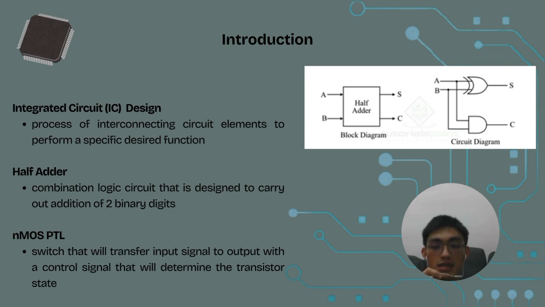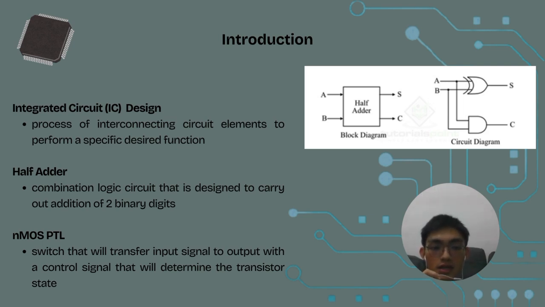So what is IC design? IC design is the process of interconnecting circuit elements to perform a specific desired function, while a half adder is a combinational logic circuit that is designed to carry out addition of two binary digits. From the figure above, we can see the block diagram and also the circuit diagram of a half adder.